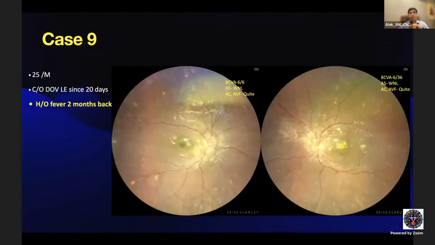The next case is a 25-year-old male who presented with sudden diminution of vision for 20 days. He gave a history of fever 2 months back. Now, sometimes history may be misleading, and this is a case where the history was a little misleading to us. The visual acuity was 6/6 in the right eye, and in the left eye it was 6/36. The anterior segment was quiet, and there was no evidence of any cells.